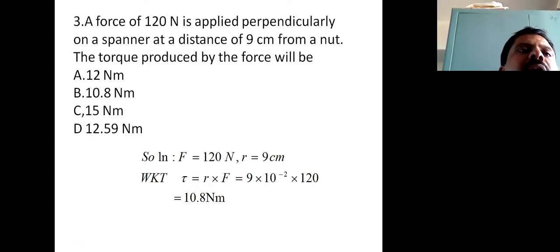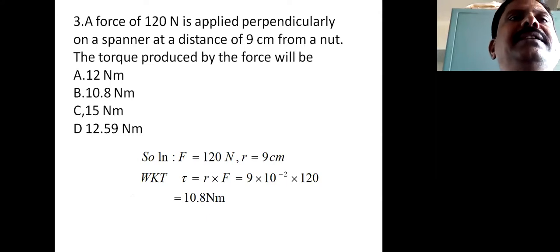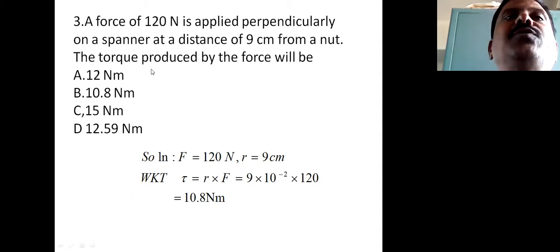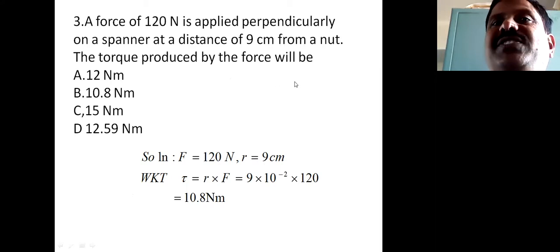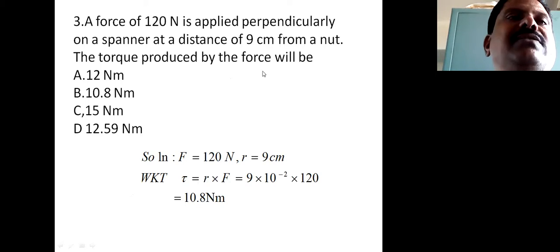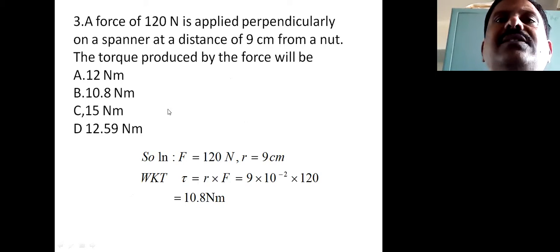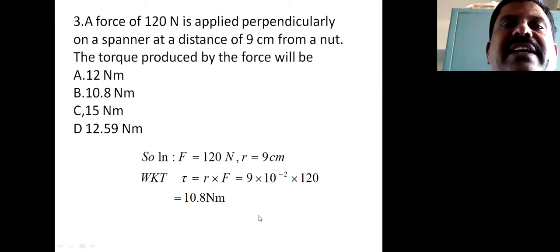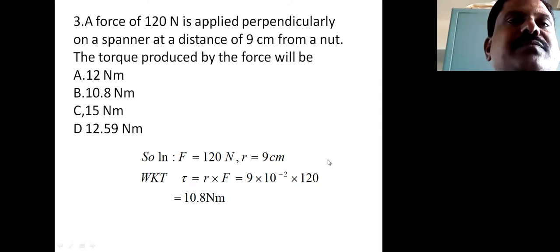Next one. A force of 120 Newton is applied perpendicularly on a spanner at a distance of 9 centimeter from a nut. The torque produced by the force will be how much? This one we can ask as a 2 marks question, or as a multiple choice question, no problem. So the force acting perpendicularly on the spanner is F equals 120 Newton, and the distance is 9 centimeter. In terms of meter, it becomes 9 into 10 to the minus 2 meter.